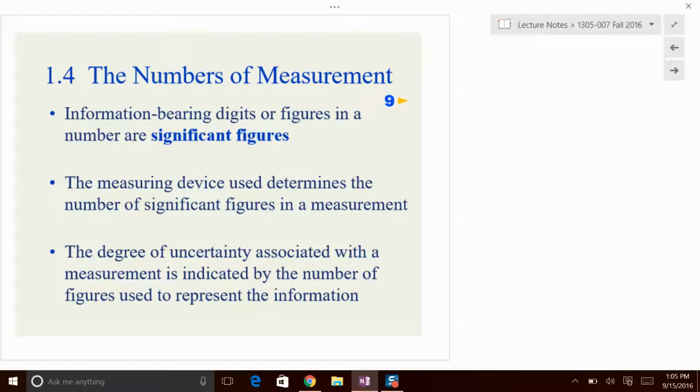So now we're going to start talking about significant figures. If you're taking my lab, we talked about significant figures a little bit already, but now we're going to get into it a little deeper and make sure you guys are understanding these. Significant figures are the figures that bear the information of a number. They represent the data, and all the precision within the measuring device that you use to collect that data.